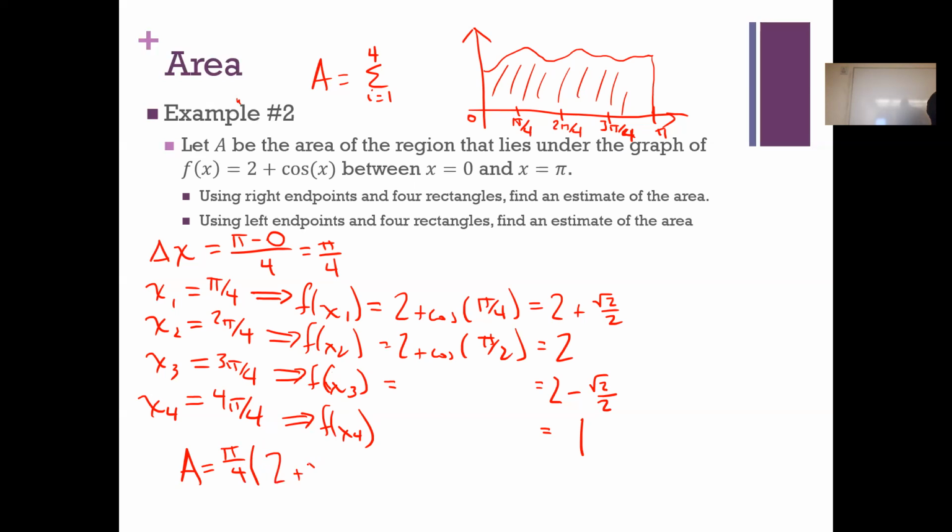So this area should be, basically what I'm doing is, basically I'm factoring out the width, and this is my collection of heights, right? And let me underline them to keep them separate. First rectangle, second rectangle, third rectangle, fourth rectangle. We okay with that? So that should come out to be 7 pi over 4.